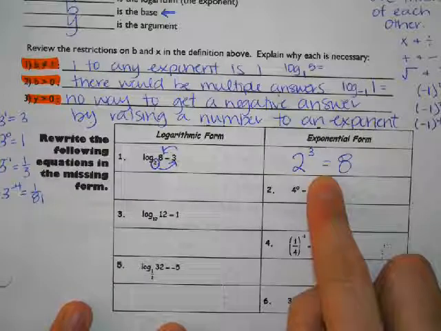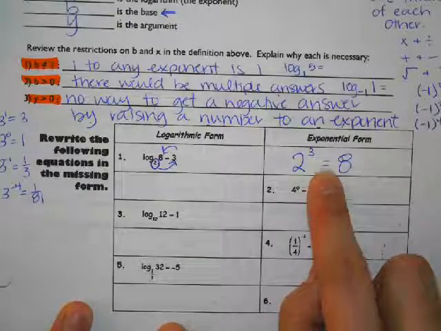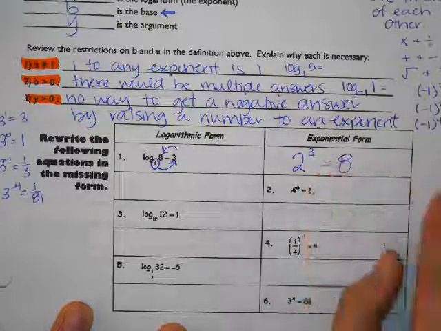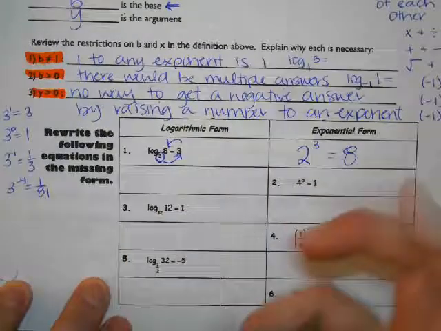And did that leave us with a true equation? Is it true 2 to the third equals 8? Yes, that's true. 2 to the third equals 8. 2 times 3 does not equal 8, but 2 to the third does equal 8, yeah. Okay, so let's skip number 2. We're just going to focus on these ones first.